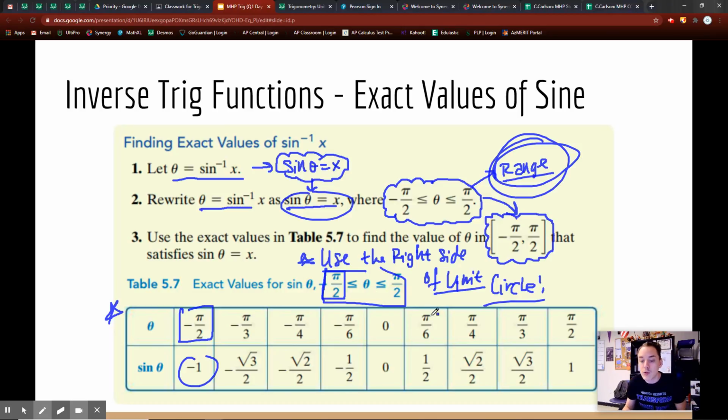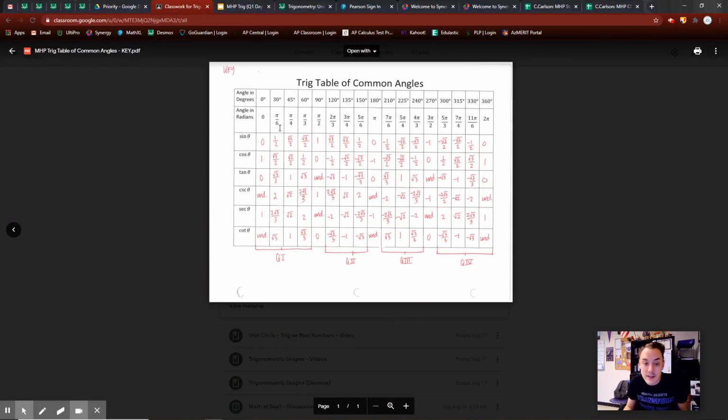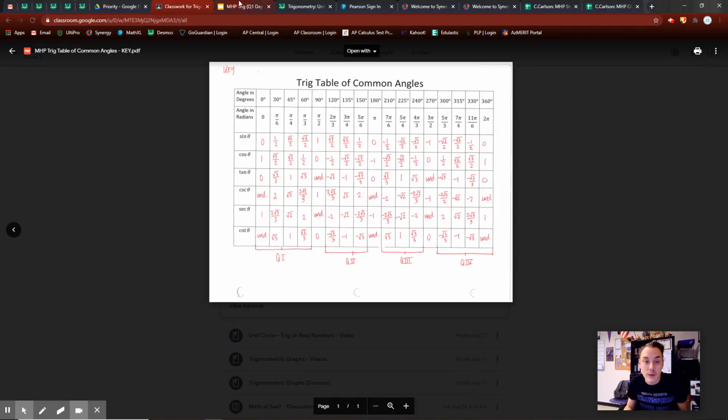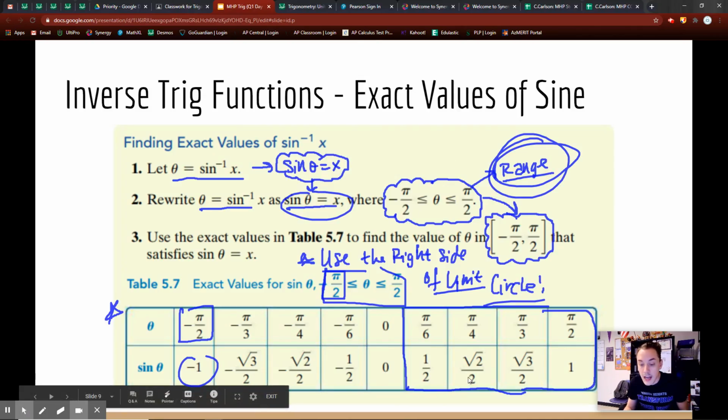And of course, when we get to the positive angles here, this is literally just the trig table of common angles verbatim. Pi over 6, pi over 4, pi over 3 give 1/2, radical 2 over 2, radical 3 over 2. It's the exact same thing, because it's the first quadrant.